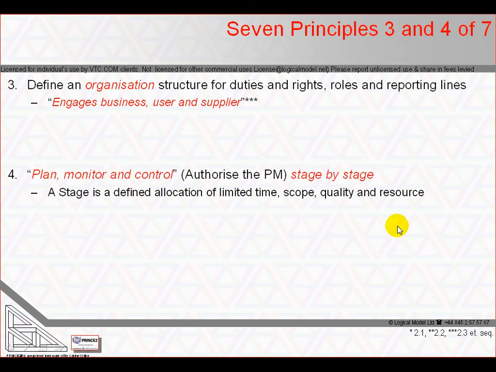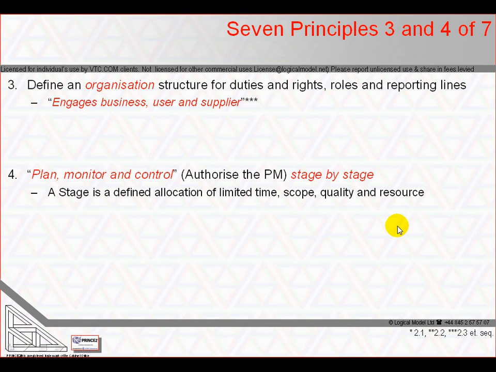Principle number 4 is that a PRINCE2 project is planned, monitored and controlled on a stage-by-stage basis to provide management with decision points at key events. A stage is a defined period of time and other constraints during which the project management team has authority within defined tolerances, as we'll see in the 5th principle. At each stage boundary, the project's business case and plans and risks are reassessed for viability and a conscious decision made to stop or proceed.